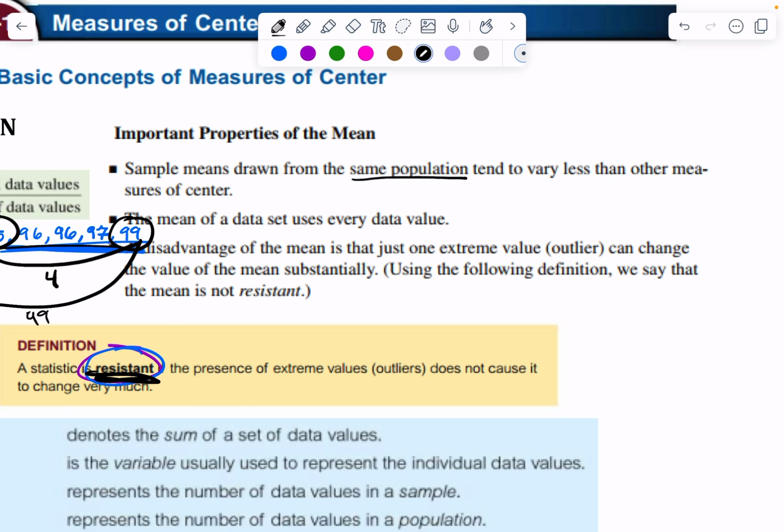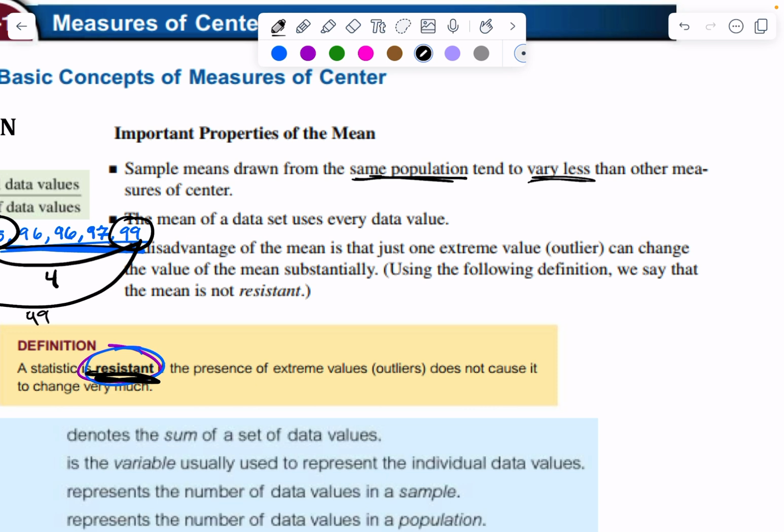So let's say I am sampling and I am having you take a stats test, versus, let's say, all seniors taking a stats test. You are all going to have similar grades on that stats test just because you've been exposed to the same information. Versus everybody else, you might have somebody score really high, but you're probably going to have some people score really low because they're not exposed to the same information, right? So sample means drawn from the same population tend to have less variation than other measures of center, all right?